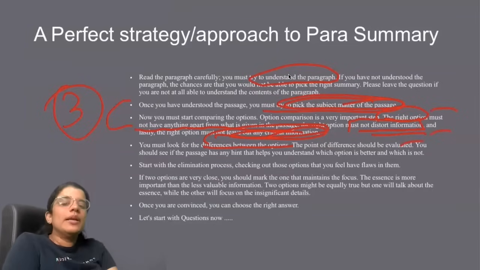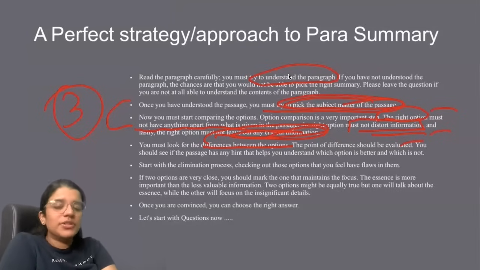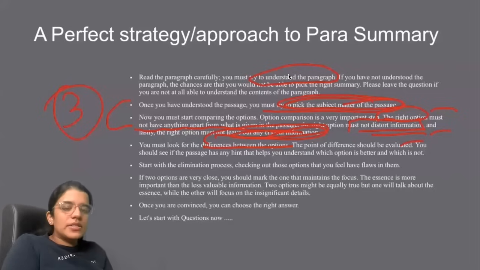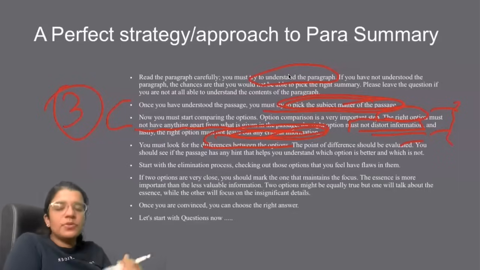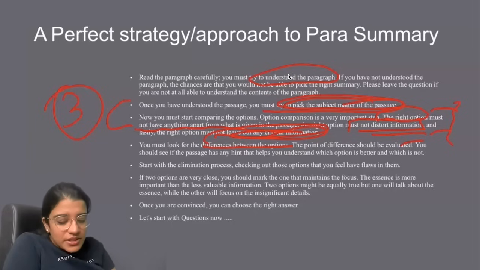Just the way you try to eliminate the wrong options in a reading comprehension, you have to follow the same process here as well. ठीक है, so eliminate करते जाओ गलत ऑप्शंस को, ऐसे ऑप्शंस जो इन तीनों चीजों को फॉलो नहीं कर रहे हैं. And in the end, if you are left with let's say 2 similar options, what are you going to do? आप उनमें डिफरेंसेस देखोगे. You will start looking for the differences between the options.